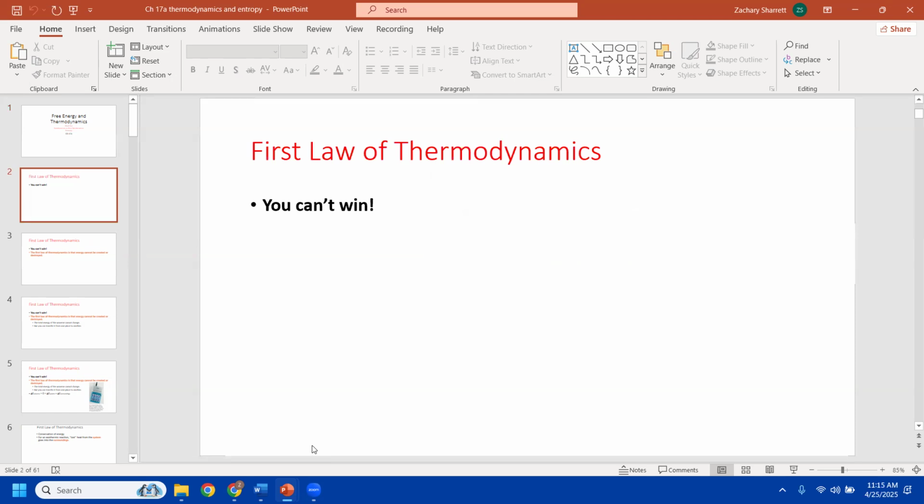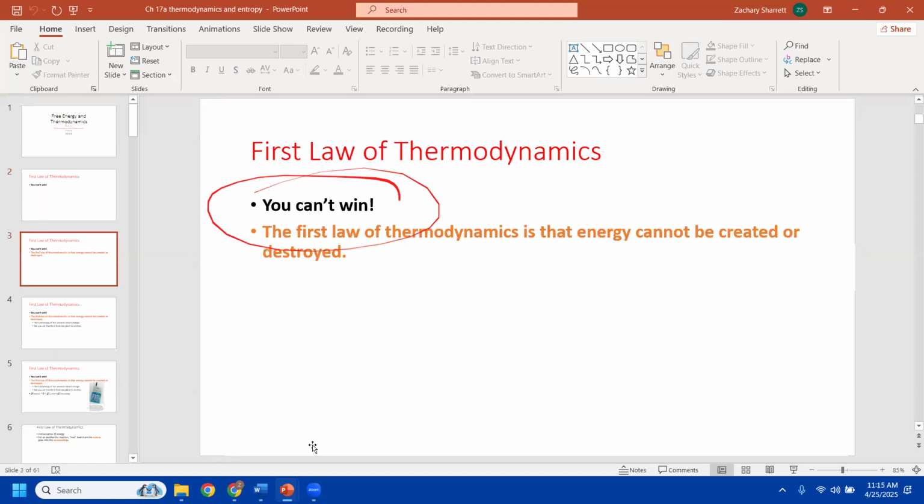The first law of thermodynamics, you cannot win. What does that mean? Any thoughts on that? Are we talking about the Golden State Warriors for the rest of? I'm just kidding. What are we talking about when we can't win? We're talking about the law that energy cannot be created or destroyed, so we cannot get energy out of nothing.